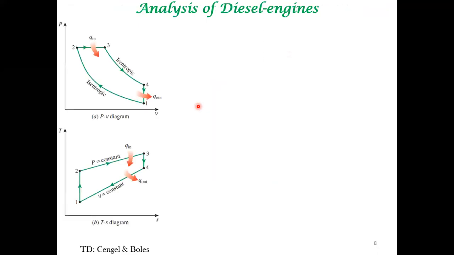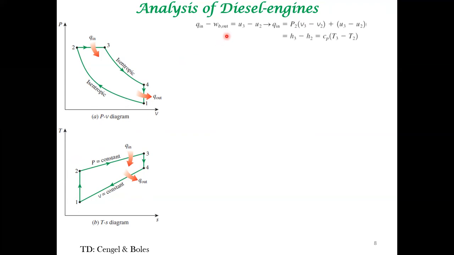How do you analyze a diesel engine? Again, you plot the four steps, 1, 2, 3, 4, in the two diagrams, right? In the PV diagram and the TS diagram. The TS diagram gives information about the temperature changes. The PV diagram tells you about changes in pressure and changes in volume.